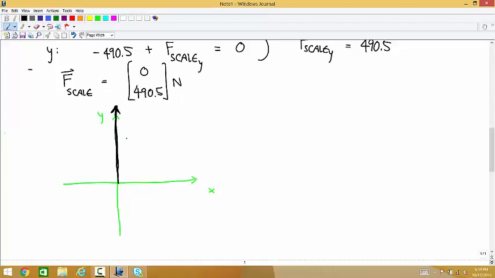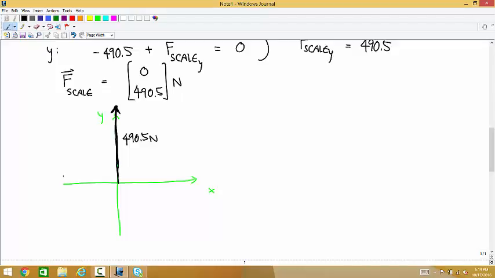This black vector has a magnitude of 490.5 newtons, and that's the force the scale applies to the man. And if the scale didn't apply that force, the man would sink into the scale, into the floor. You know what I mean? That upward force is what counteracts the force of gravity and lets the man stay in place instead of accelerating downwards. And that's how a scale works.